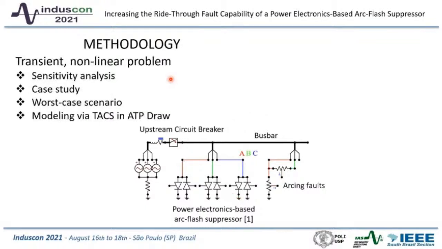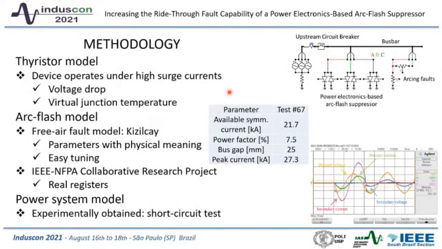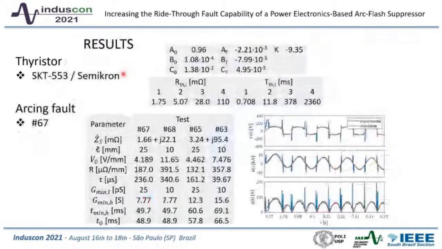The problem treated here is a transient nonlinear problem, and we used sensitivity analysis to perform a case study on the worst case scenario. All the modeling was done via text in ATPDraw. So the ATPDraw model includes the thyristor, the arc flash model, and the power system model.